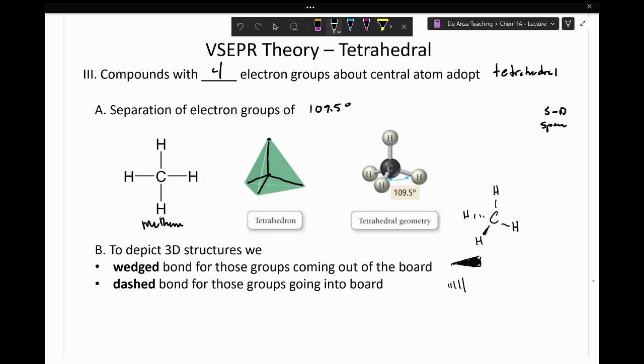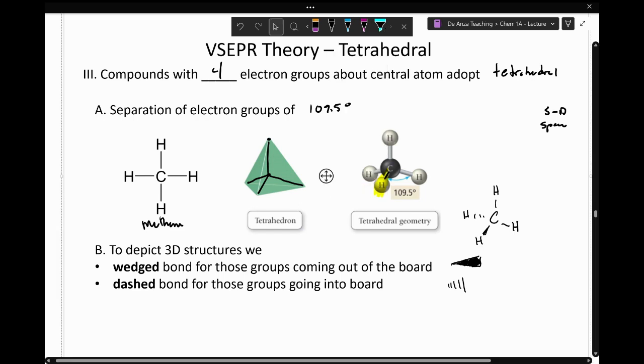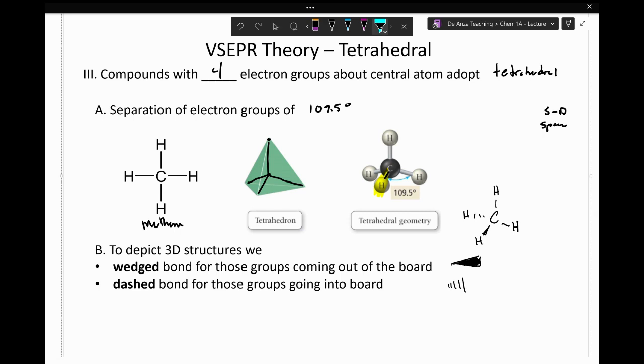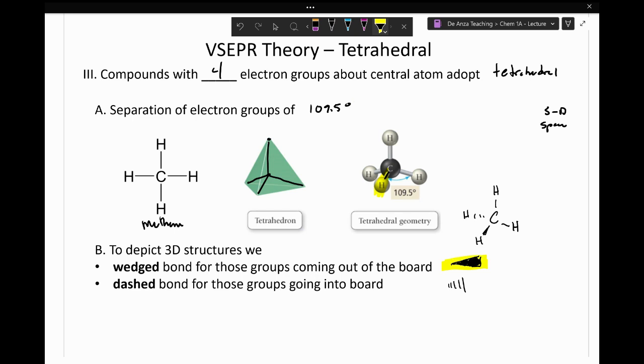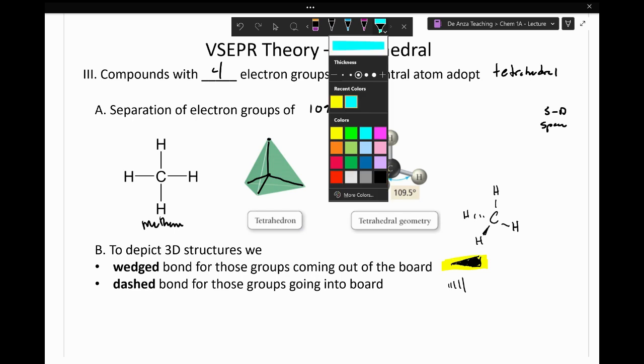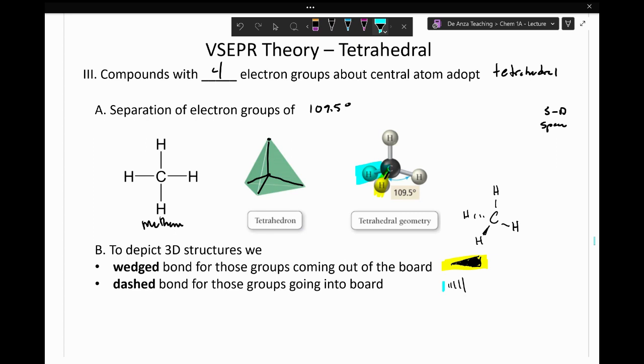And so to show any of the bonds, like let me highlight it for you, this carbon-hydrogen bond in yellow that's kind of coming at us, and we'll talk about this a lot more on Monday. To depict that group coming out at us, we use a wedge, which is this kind of colored triangle that I'm showing below. This is how we show a bond coming out at us. And then the bonds that are going into the board, or away from us, like the blue highlighted bond, we depict those using dashes.